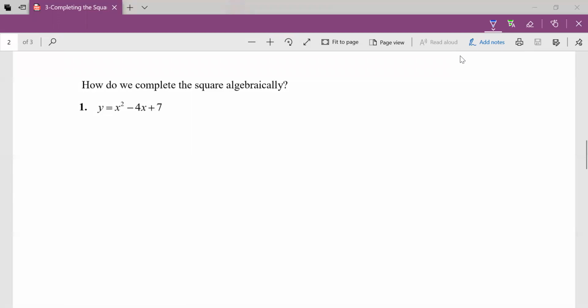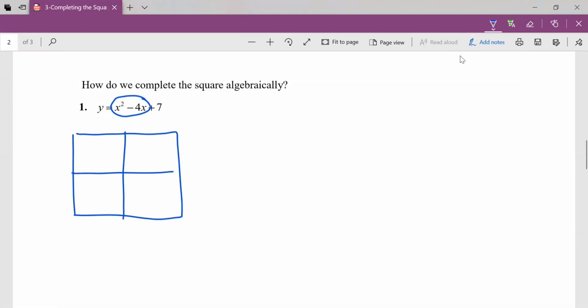Okay, again, what I want you to think about when we were doing it visually was this. We looked at these two terms here, and we made the square. It has to be x squared here, which means this is x and this is x. Then we took the middle term and split it by two. So each side length would be x minus 2, x minus 2. And then we said negative 2 times negative 2, this has to be 4 here. And then we balanced it.